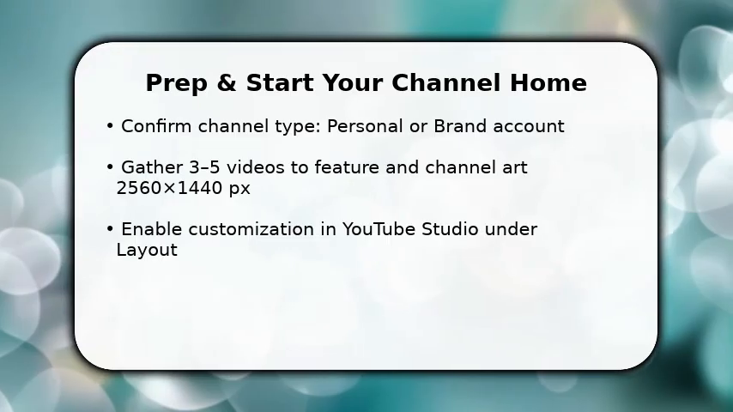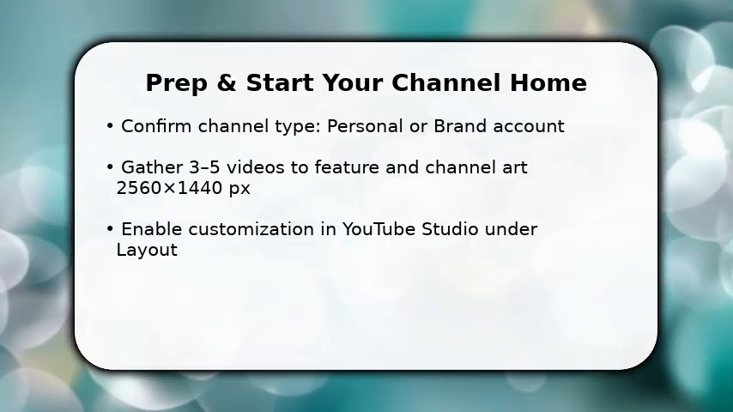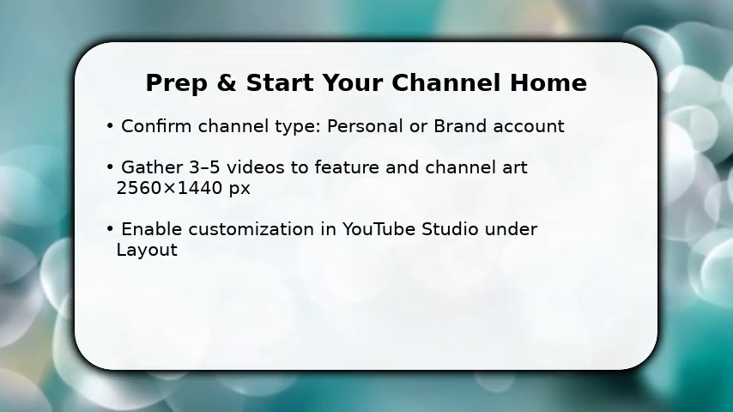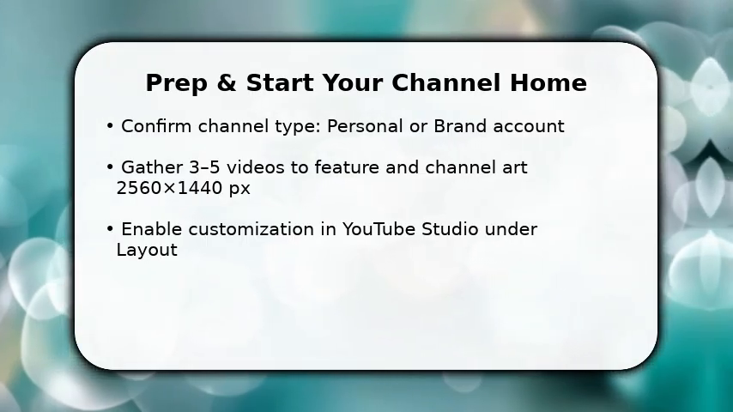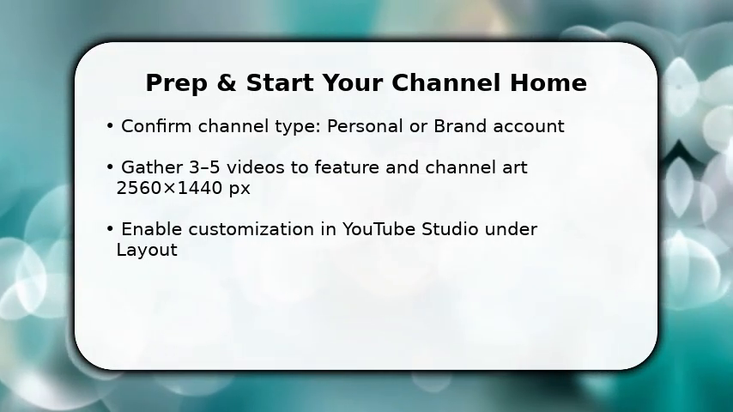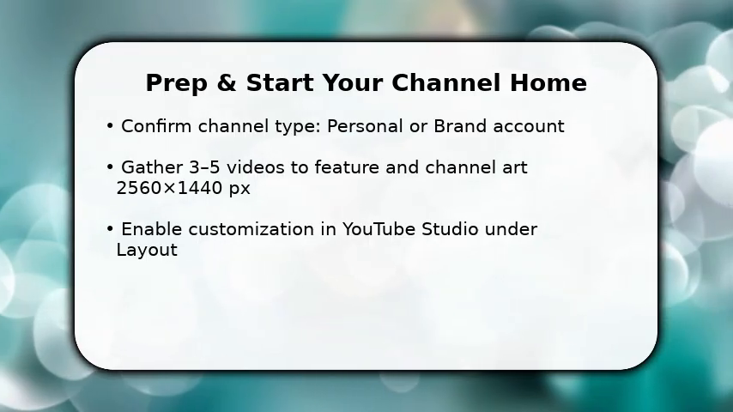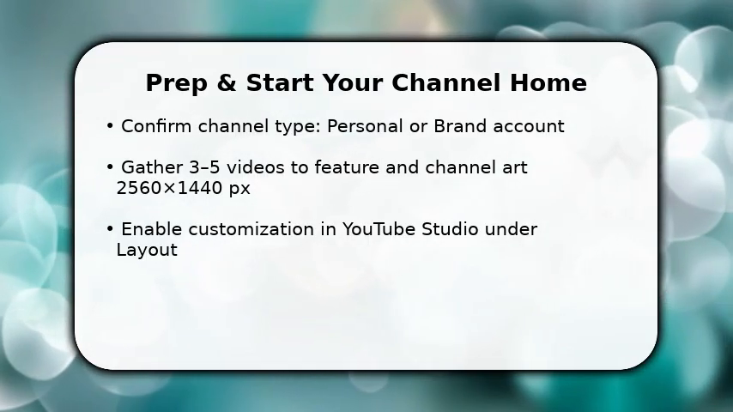You begin by preparing what you will showcase. Pick 3 to 5 best videos and a clear channel banner sized 2560 x 1440. Once done, go to YouTube Studio and enable channel customization so options appear.